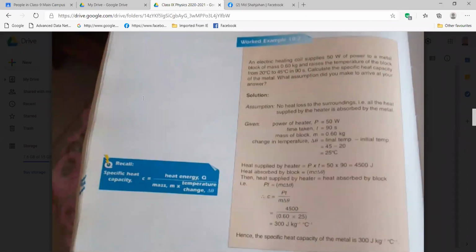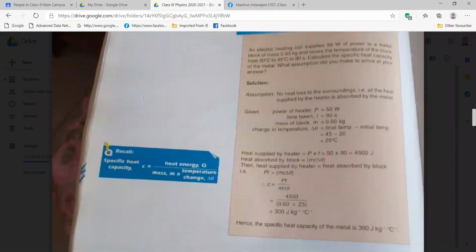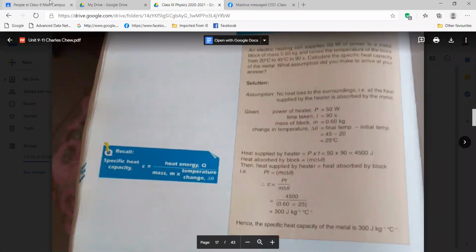So here we go. Kazi, please read the question. An electric heating coil supplies 50 watt of power to a metal block of mass 0.60 kg and raises the temperature of the block from 20 degrees Celsius to 45 degrees Celsius in 90 seconds. Calculate the specific heat capacity of the metal. What assumption did you make to arrive at your answer?